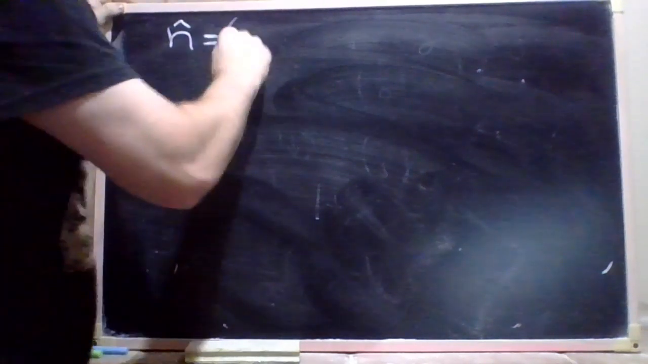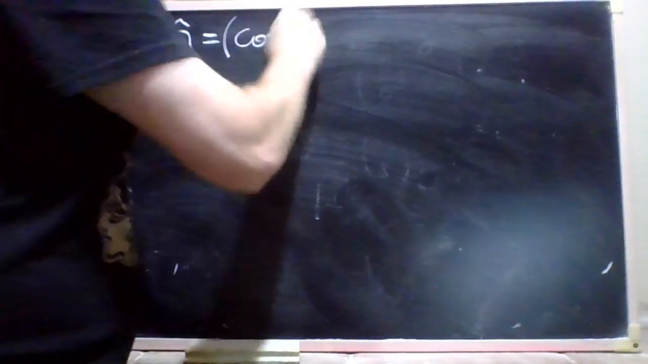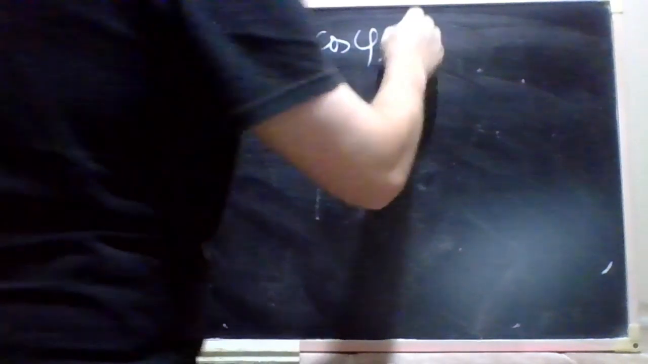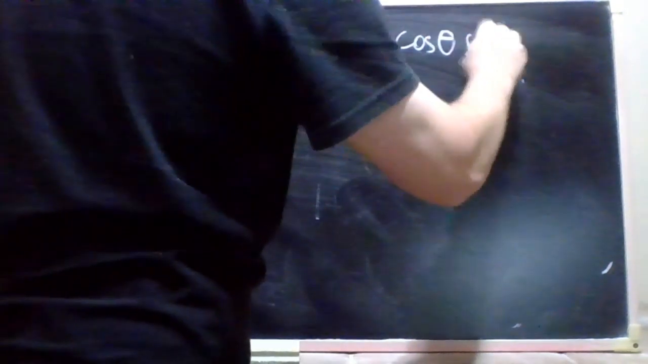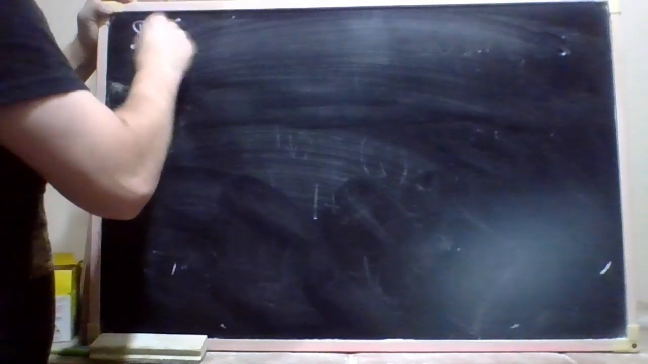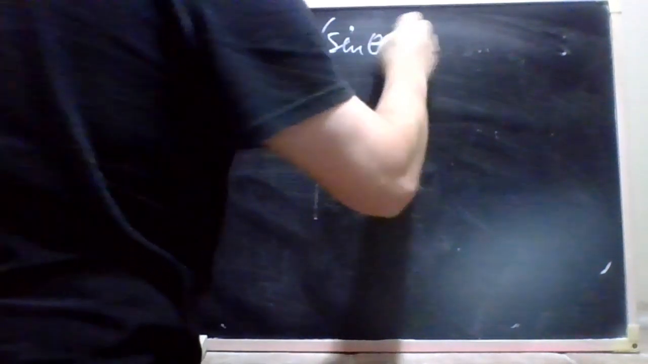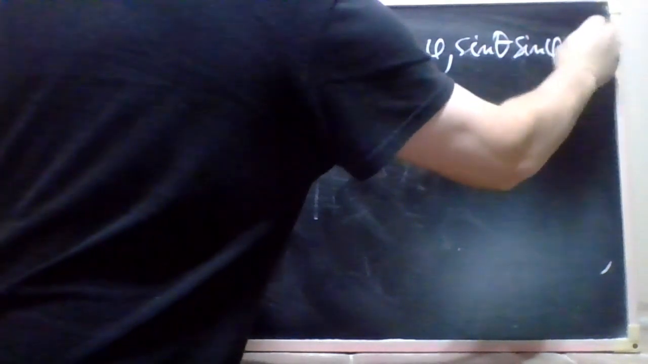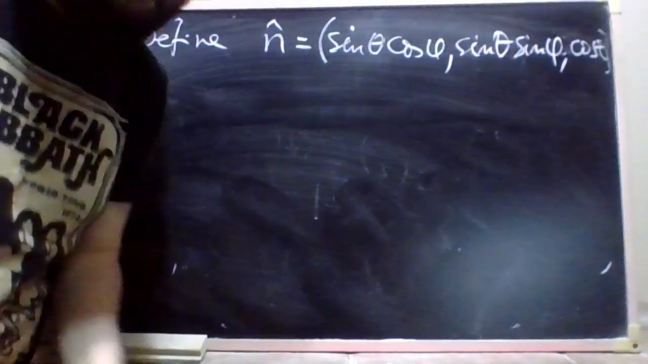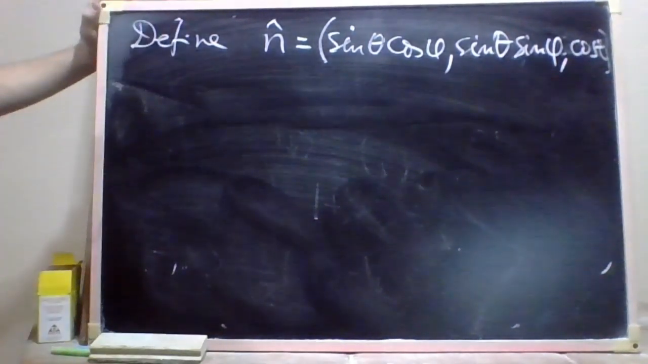Well, also you can write a matrix if you define a unit vector this way. Excuse me, define it better this way: sine of theta, cosine of phi; sine of theta, sine of phi; and cosine of theta. This is the vector. I hope it's clear what I just wrote.